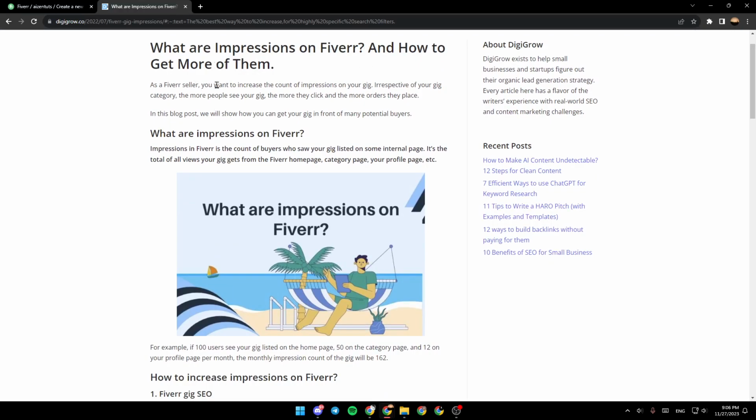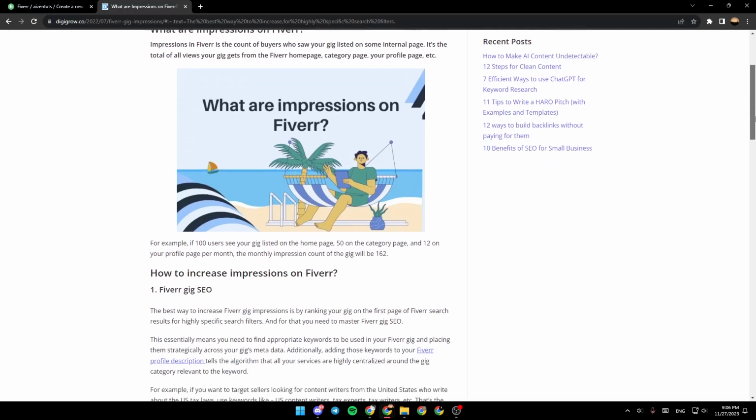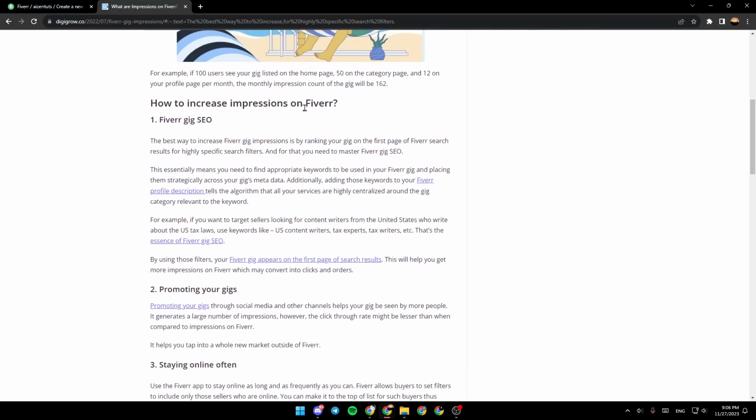As a Fiverr seller, you want to increase the count of impressions on your gigs. Irrespective of your gig category, the more people see your gig, the more they click and the more orders they place. So basically, guys, in order to increase impressions on Fiverr, there are some steps, like Fiverr gig SEO.